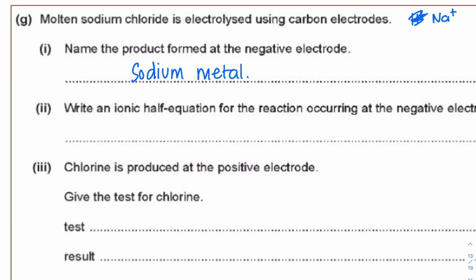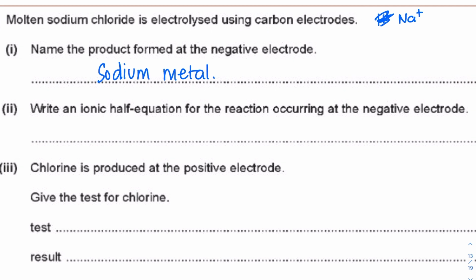Write the ionic half equation for the reaction occurring at the negative electrode. Well, we've got sodium ions gaining an electron to form sodium metal. Chlorine is produced at the positive electrode, of course, because there's only chloride ions, there's nothing else.